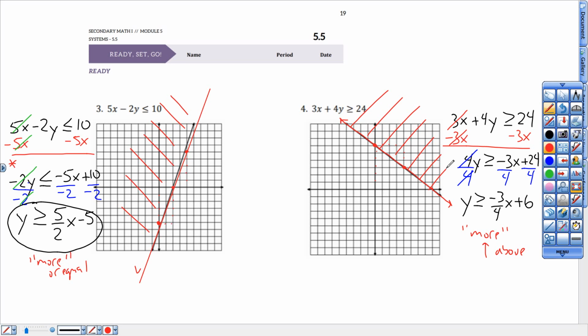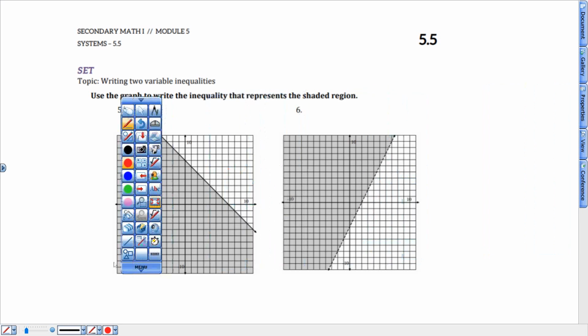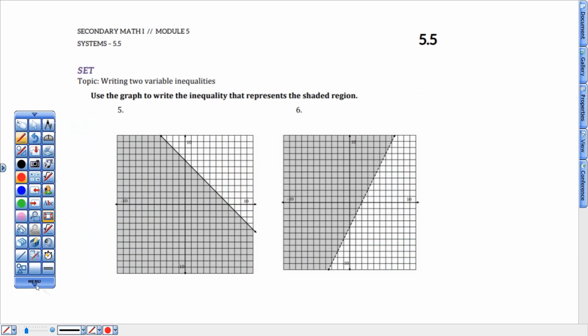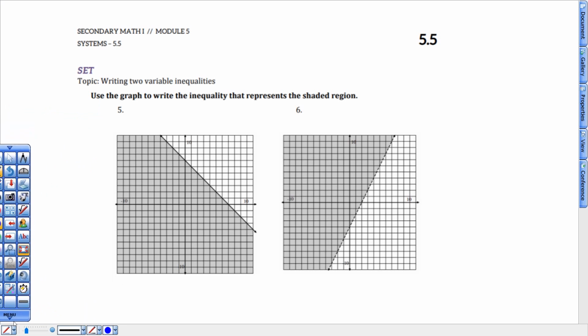All right, last ones. Find this page if you could. I believe it's the very next page. We want you to be able to write the inequality based on the graph. So remember, we need the graph's inequality direction, we need the slope, we need the y-intercept, we need to put all of that together. So here we go.